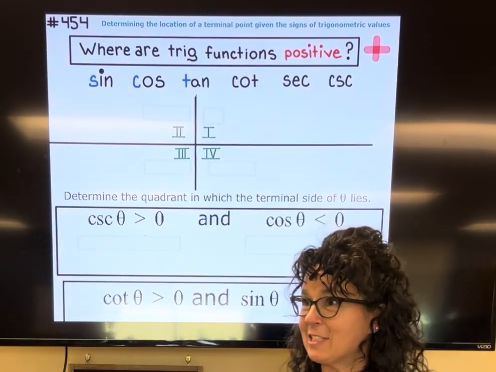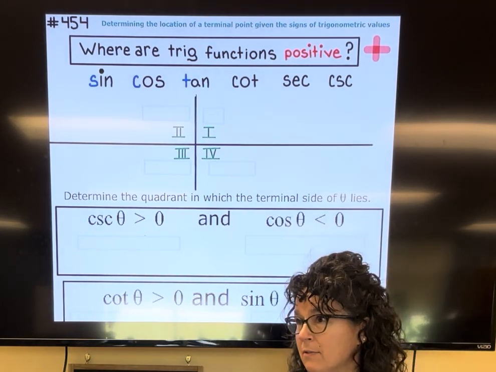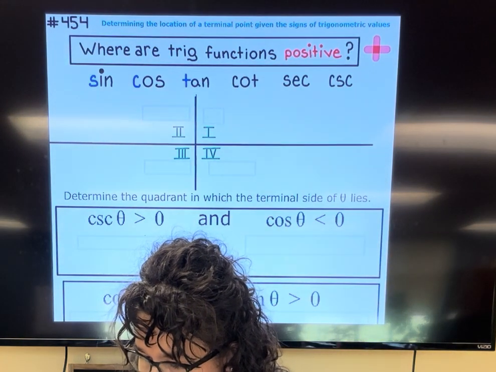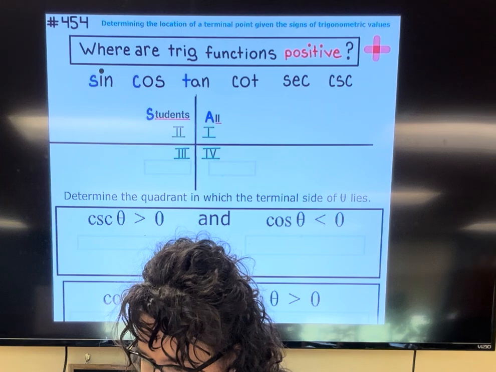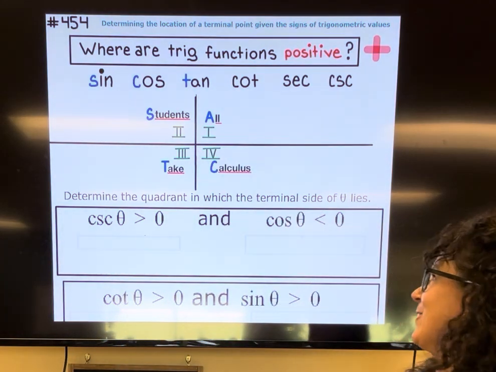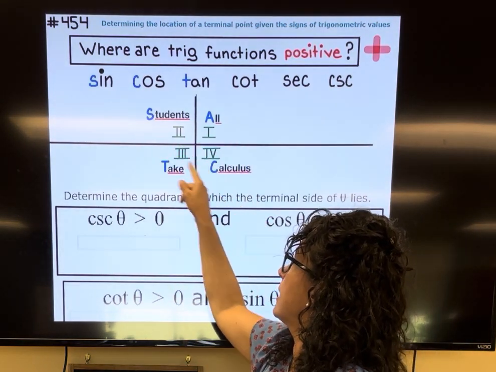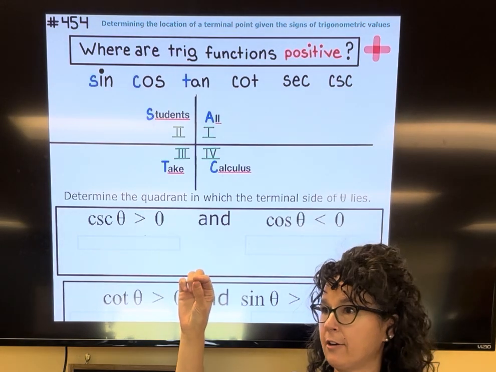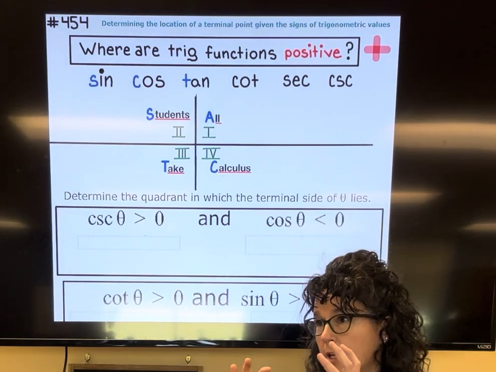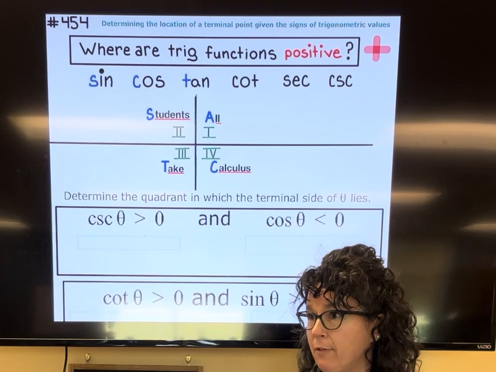So we are going to use an acronym to help us know where the trig functions are positive. And the acronym is "All Students Take Calculus." All right, so we have quadrant 1, 2, 3, 4. All students take calculus, but all we're using is the first letter here, the A, the S, the T, and the C, and those are corresponding to the first letter of your main trig functions.